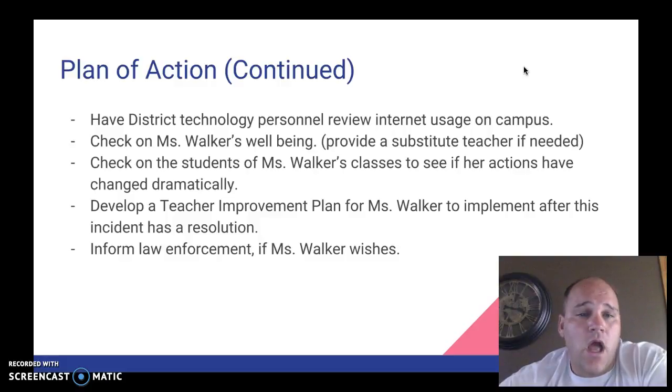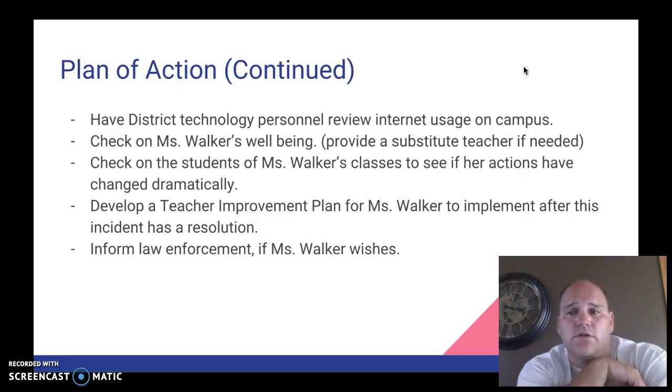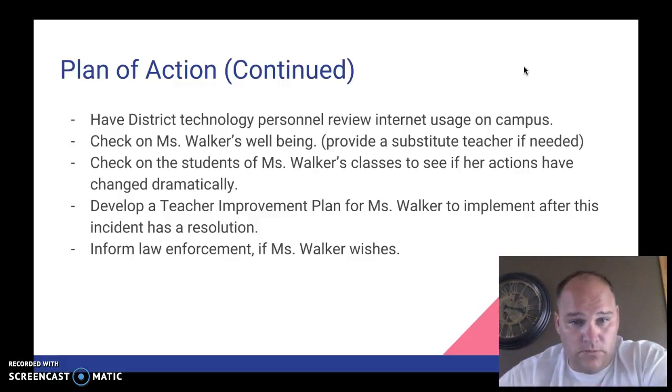to try to help us again narrow down the list of suspects that are involved in this. I would also check on Ms. Walker's well-being. If I feel that she is not in a position mentally to be in the classroom, I would make sure we get a substitute teacher for her as quickly as possible.